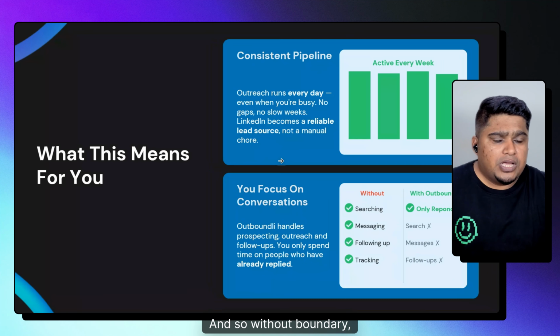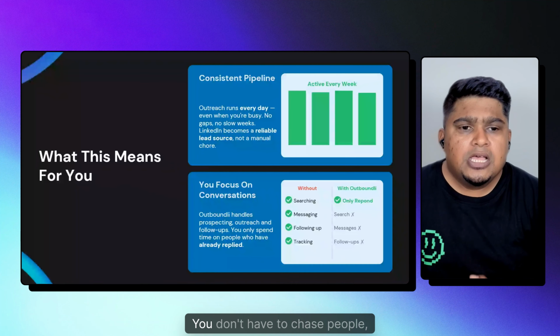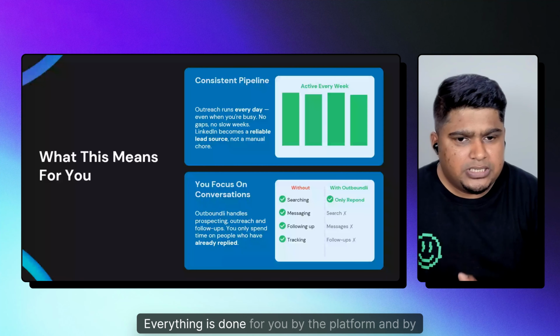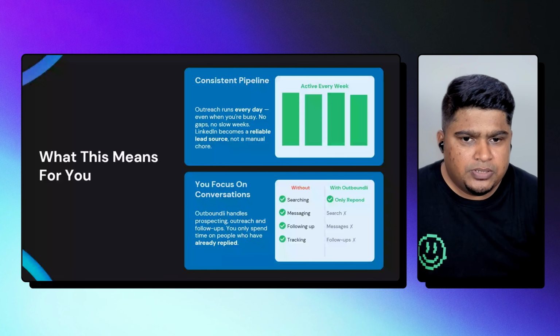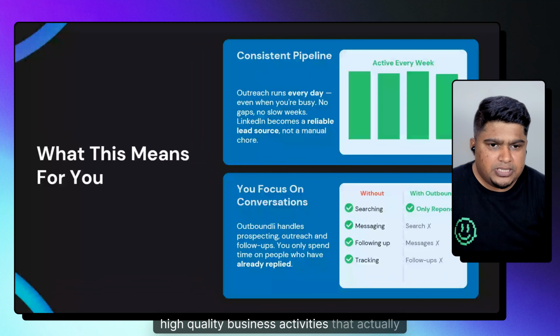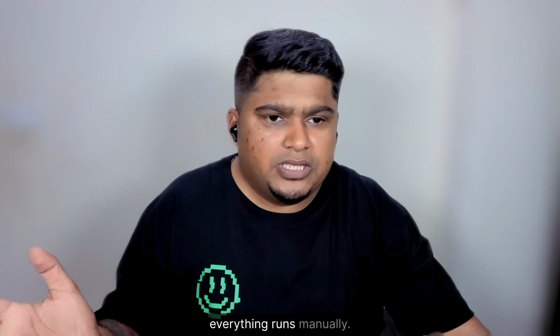And so with Outboundli, you see a consistent pipeline because the outreach and everything is happening consistently. You don't have to chase people. You don't have to do anything. There are no manual steps involved. Everything is done for you by the platform and by us. The whole thing runs in the background, so you can focus on high intent, high quality business activities that actually close deals. Without Outboundli, everything runs manually.